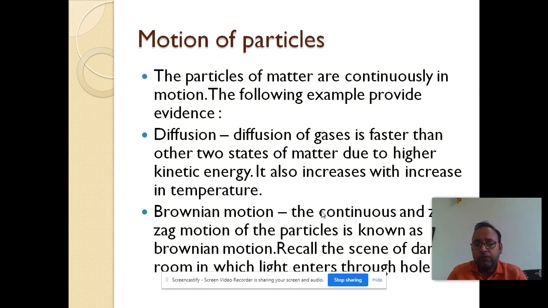to cold food. Second is Brownian motion. It is the continuous and zigzag motion of the particles. And you might have seen the scene of a dark room into which sunlight is coming from a hole. There are particles in zigzag motion.